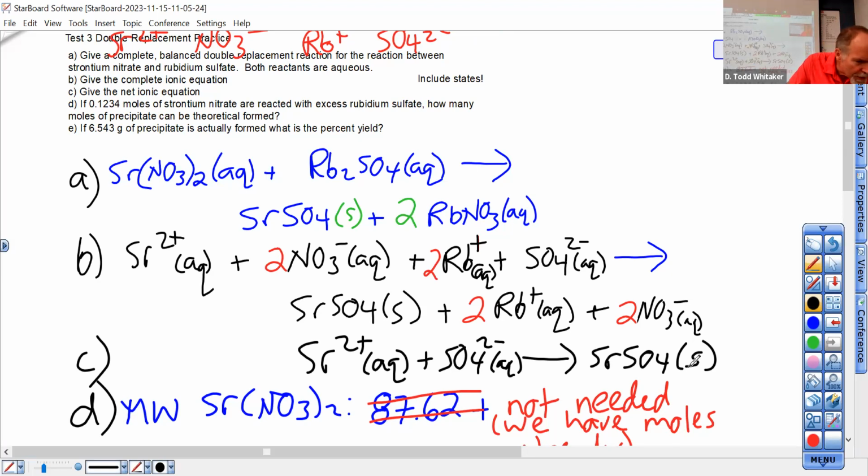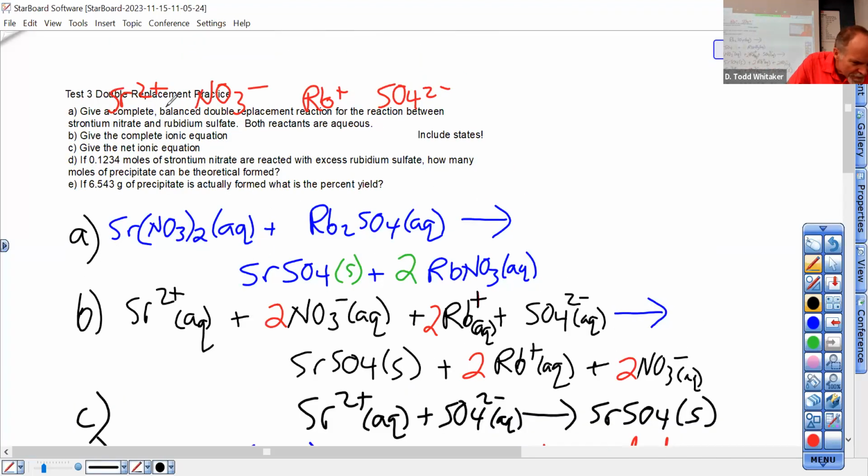Oh, is the word rubidium lurking anywhere in here by mistake? Yes. Strontium. What did we get rid of rubidium and replace it with?